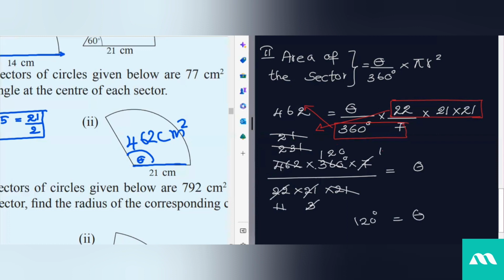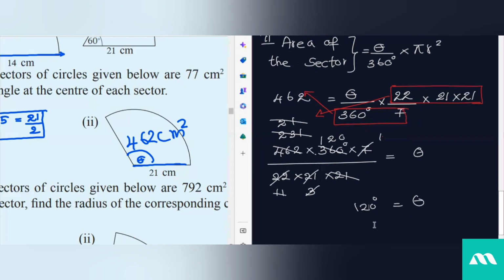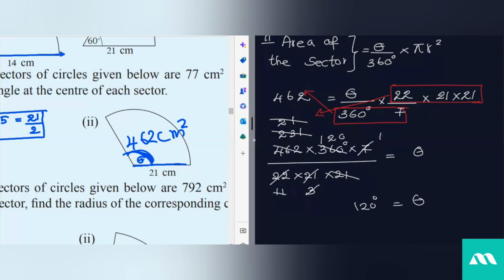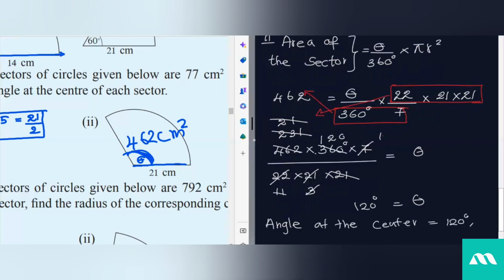You can get a clue relevant to the angle at the center, because you can identify it should be an obtuse angle, that means an angle larger than 90 degrees. Then the angle at the center is equal to 120.